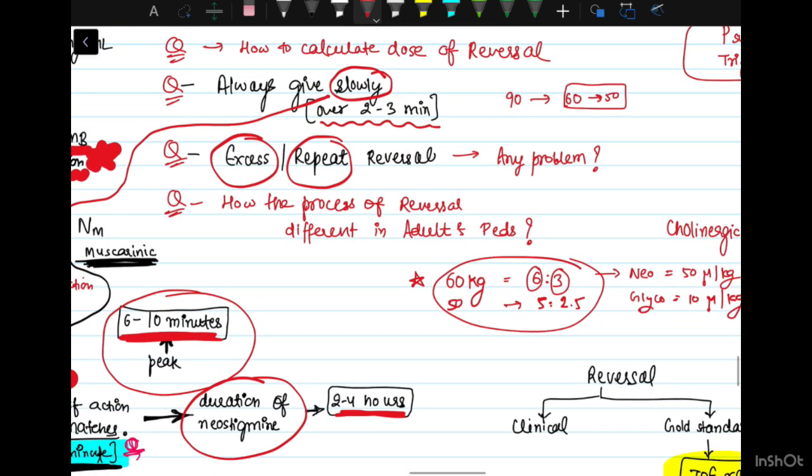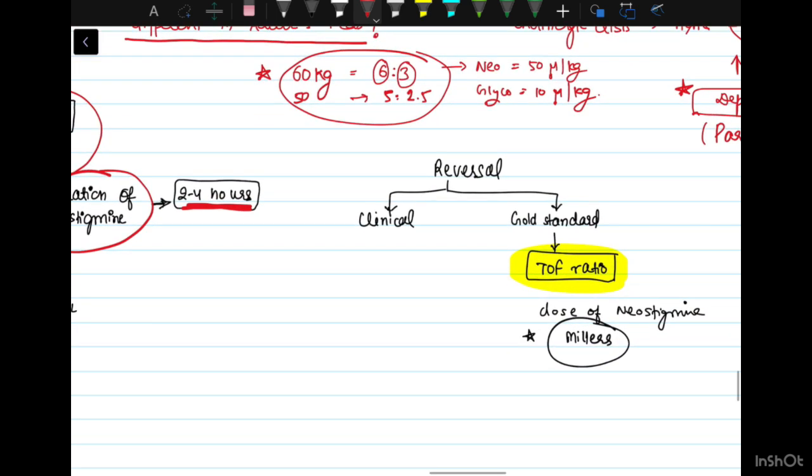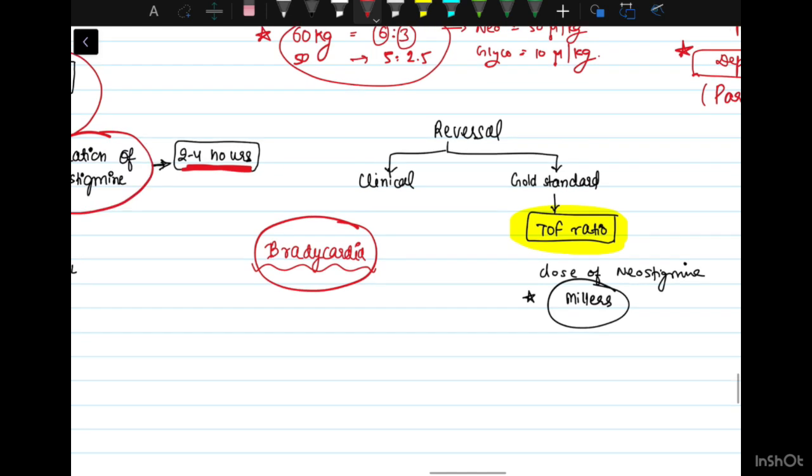Then we come to the last important question of neostigmine: how is the process of reversal different in adults and pediatrics? Remember, pediatric patients have a high parasympathetic tone. That means they already have a high propensity of developing bradycardia because the heart has more parasympathetic supply. So they already have a higher parasympathetic tone. They are more prone to bradycardia. If you give neostigmine to them, they may get into cardiac arrest very fast.